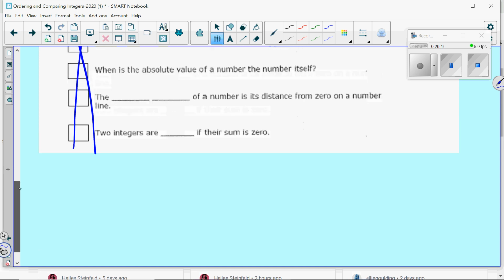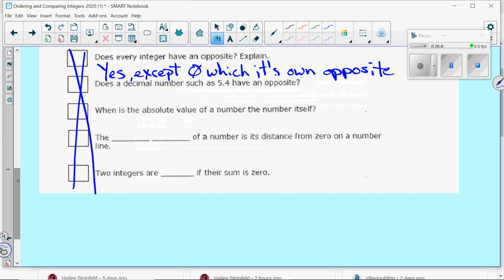Hey, excuse me, I thought you said we weren't supposed to do that. No, you're supposed to do the opposite. You're just not supposed to use boxes.